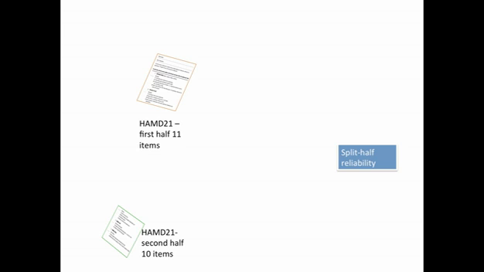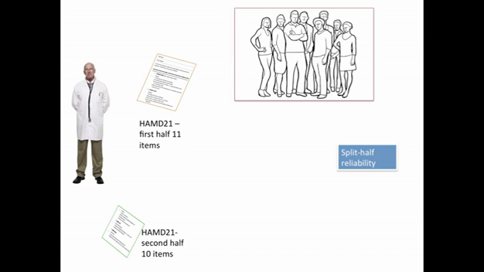Suppose the scale is split into two halves, part A and part B. Each part is made up of half the number of original items. Then, if the scale is applied to a group of patients by a rater, there should be good agreement between the two ratings. This is called split half reliability. Two split halves produced from the original set of items with no modifications should agree with each other.